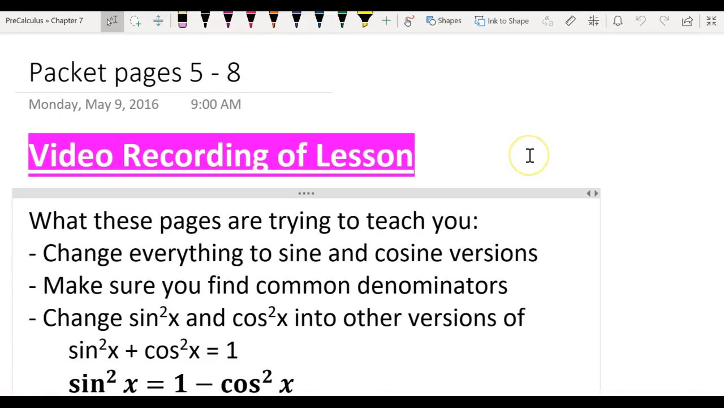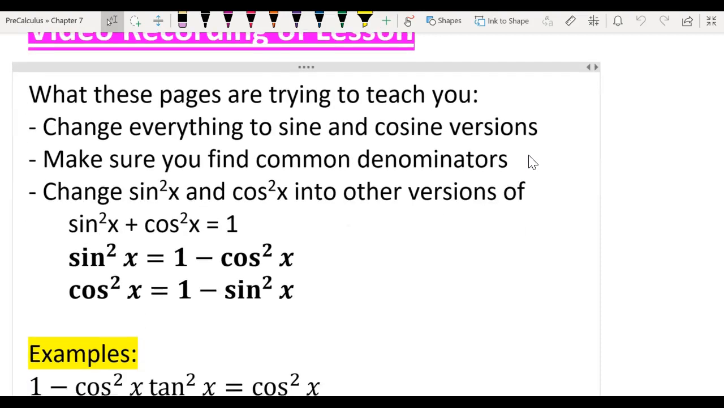So on packet pages 5 through 8, it does use the things that we talked about on Friday. So it does use that you're changing everything to sine and cosine version, that you're making sure that you find those common denominators, but it's also adding in using sine squared and cosine squared to solve problems. Okay, so I've listed the different versions here.